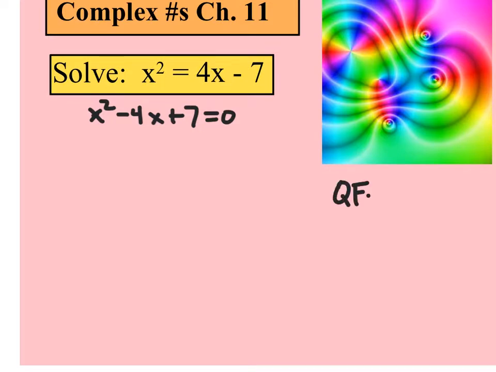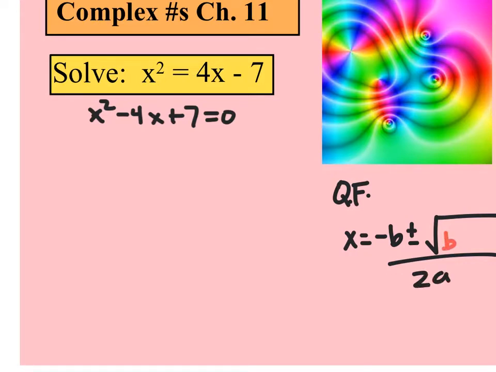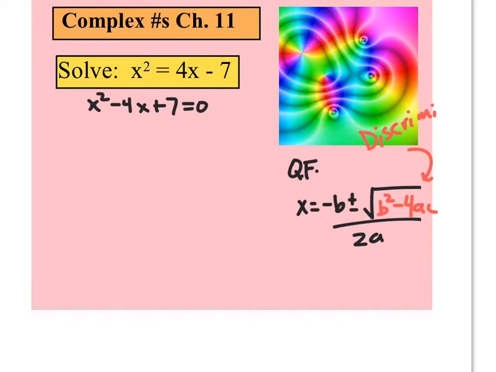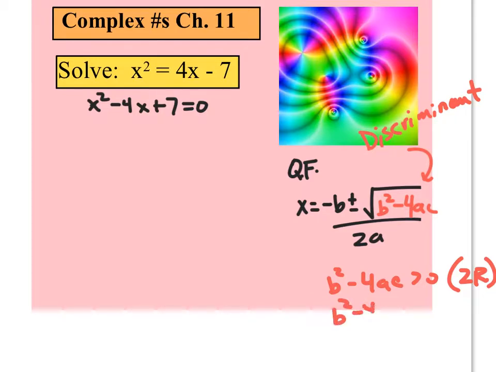So our quadratic formula is x equals -b plus or minus the square root of what? What goes on the inside? b squared minus 4ac. Now this portion is called the discriminant. And what the discriminant says is if b squared minus 4ac is greater than 0, you're going to have 2 real solutions. If b squared minus 4ac is equal to 0, you have 1 real solution.